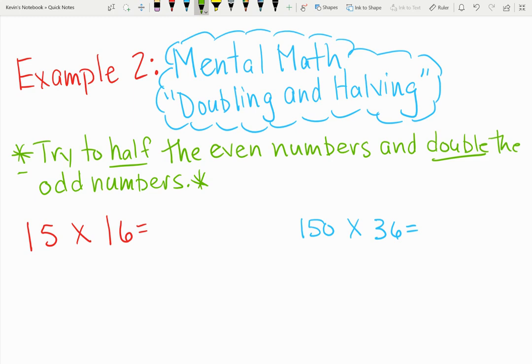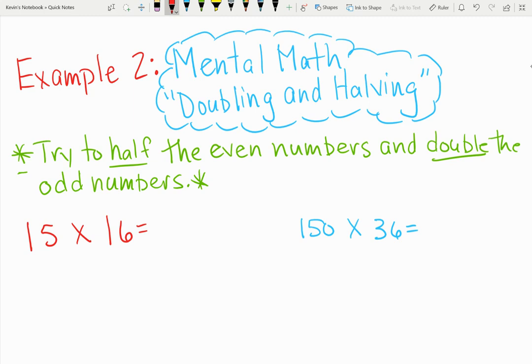But if one of your two factors is even, you want to target that. Basically, you want to half that because it makes a nice number to use as you cut those, or divide them, by 2. So let's look at our first problem. I have 15 times 16.